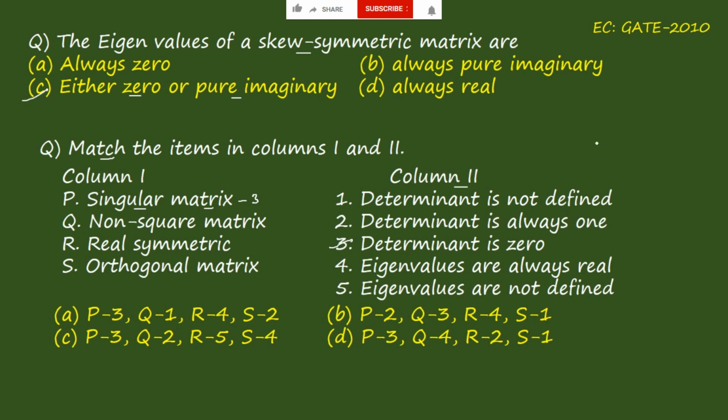Non-square matrix. If you consider a non-square matrix, it may have 2 rows and 3 columns, like 4, 7. A column is also a non-square matrix, right? In this case, determinant cannot be defined. Option 1. So Q is 1. Real symmetric matrix. Coming to eigenvalues, eigenvalues are always real. Option 4. R is 4. Orthogonal matrix. Orthogonal matrix determinant is always 1. It's option 2. So matching with this is option A.